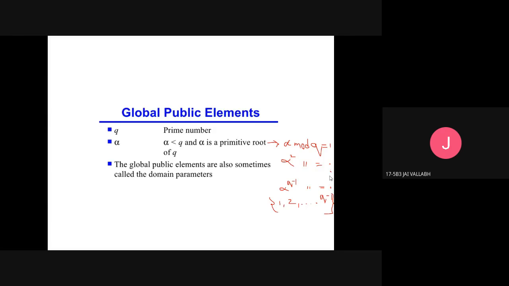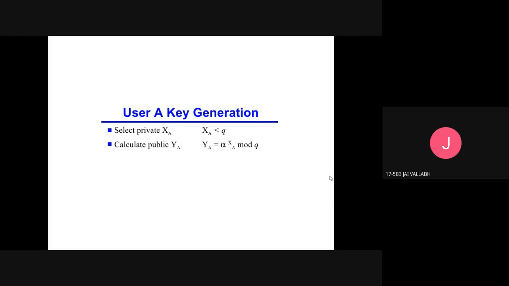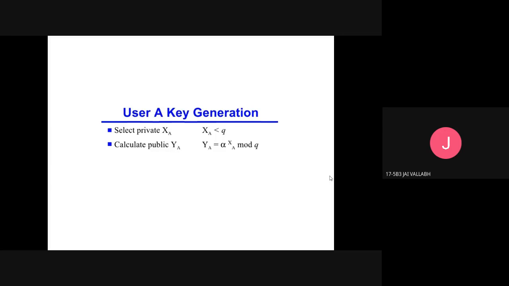So we'll be selecting these two values, which are public elements, and then we'll be selecting private keys. These private keys are selected at random by the sender and also the receiver. For instance, let us assume that XA is the private key of the sender, and its value should also be less than Q, where Q is a prime number, as I have already said. Let us assume Q is 7. So the private key we have to select must be less than 7.